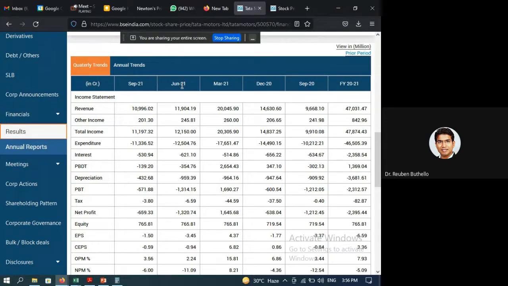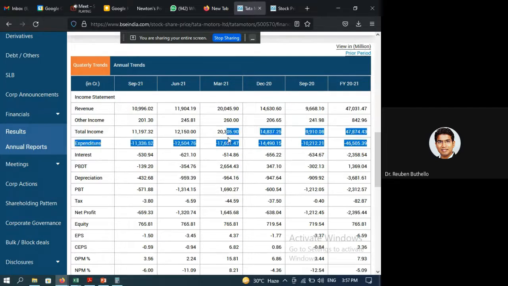Now, if you look at June, in June their revenue was 11,904. All this is in million. So they made 11 billion rupees, and unfortunately in September it has fallen down to 10. So not a good sign as such. Other income also is not too great. So total income is so much. They've been making a loss. If you look at the losses in the previous year, they've made a terrible loss. And all these quarters, they've been making losses as such. But if you look at the stock prices, they have been going up.